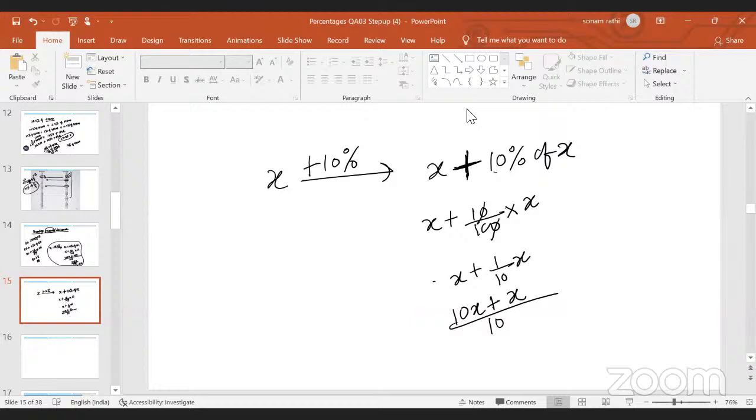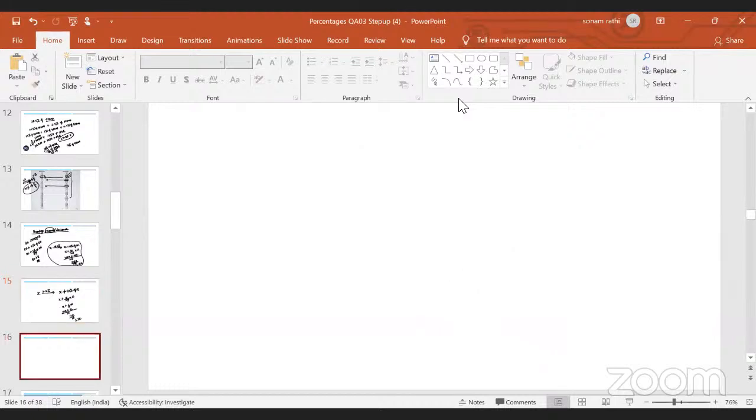What will I get? 11x by 10. Yes, correct. So it means I will get 1.1x. Correct? Is it clear to everyone? Any doubt here? Yes, ma'am. Okay. So now coming back, if I'm increasing x with 10%, I will get 1.1x, right?